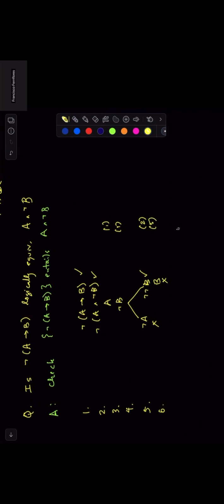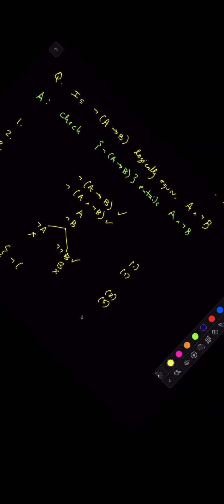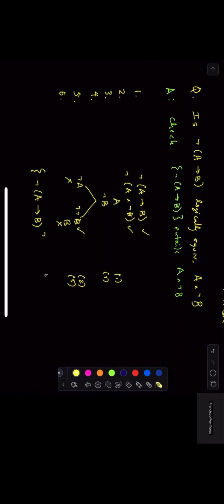So what we've discovered is that the set containing neg A arrow B does in fact entail A and neg B. We're not done because this does not yet show that they're logically equivalent. It only shows that the first sentence here, which we could call P, entails Q. That's this one here. But it doesn't show that Q entails P. So that's something we have to check separately. So let's do that now.